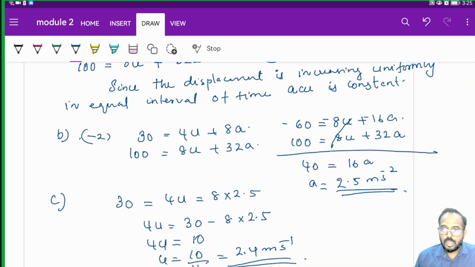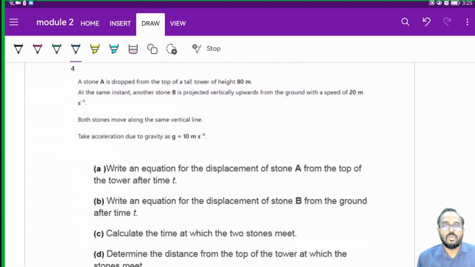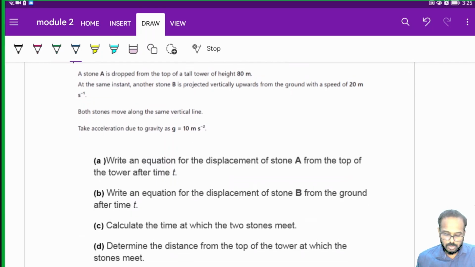So we will move on to the next question. Question number 4. Now I have taken the motion under gravity. For motion under gravity, you can use the equations of motion. Why? The acceleration due to gravity near the surface of Earth is a constant value, 9.81. So read this question and do the A, B, C, D parts, and then you check the answers.